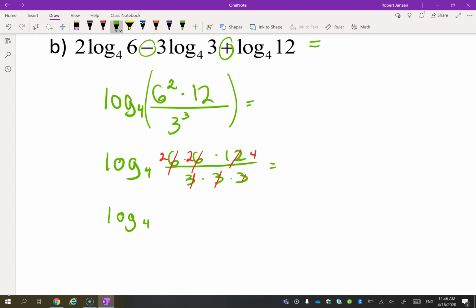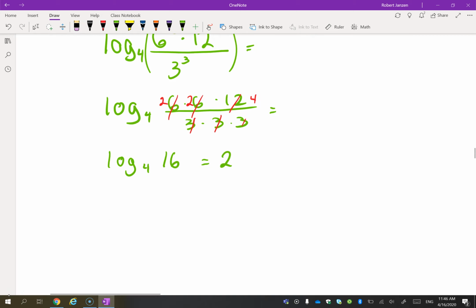2 times 2 times 4 is 16. And 4 to what power is 16? 2. Okay, so hopefully that makes sense to you.